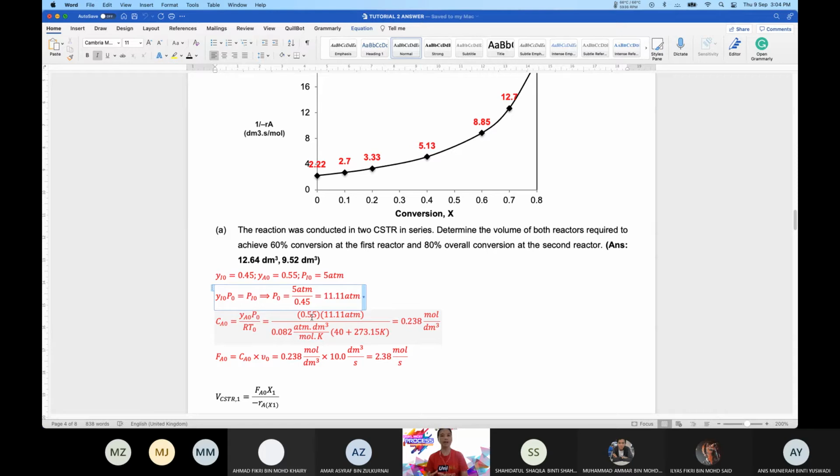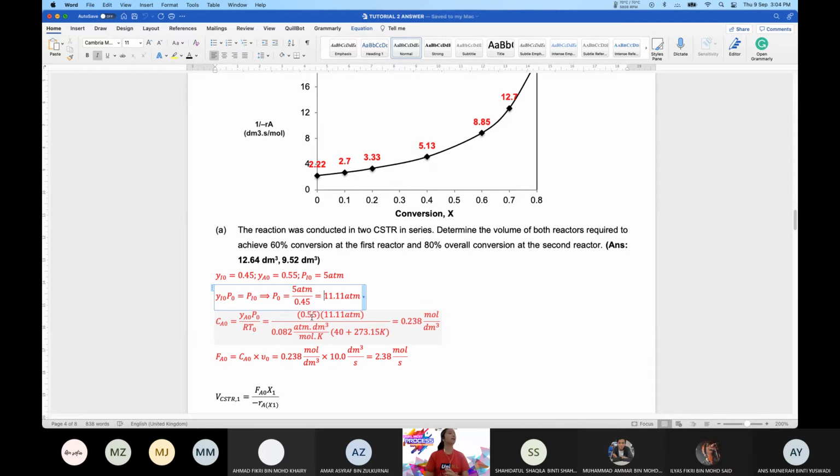Apa sebenarnya yang kamu nak cari? Kalau kita nak cari jumlah tekanan, kita akan buat 45% bersamaan 5 atm. Kalau 100% dapat total pressure. Kalau nak cari pressure daripada A, sama je konsep dia. Tapi kalau kamu terus dapat pressure from A, kamu akan terus ganti sebagai PA0. Kalau kamu kira as 100%, itu adalah P0.